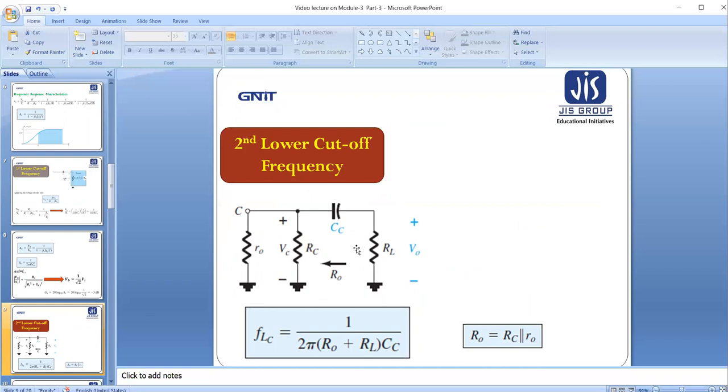Now similarly, this capacitor will determine the second lower cutoff frequency, and the corresponding second lower cutoff frequency expression is 1 by 2 pi (R0 plus RL) into CC. Here capital R0 is the parallel combination of these two resistances, RC and small r0. So this is the second lower cutoff frequency, deduced in the same way.